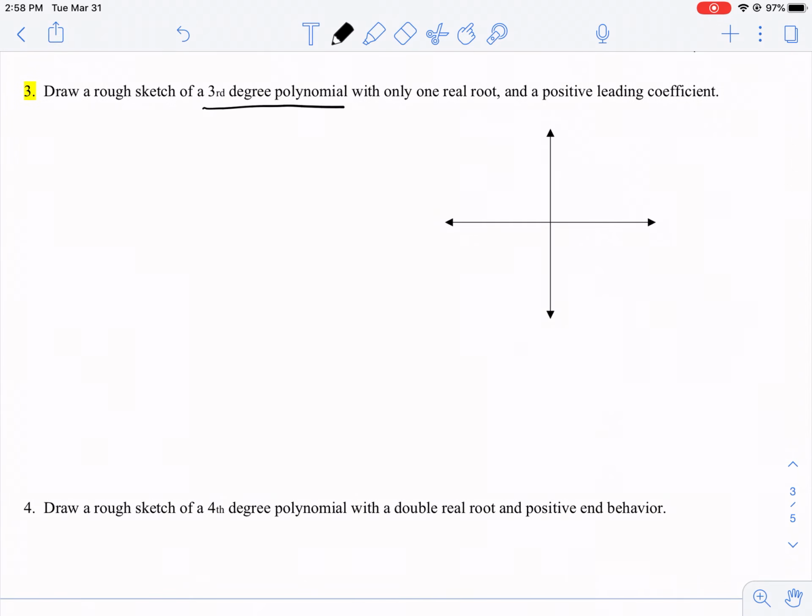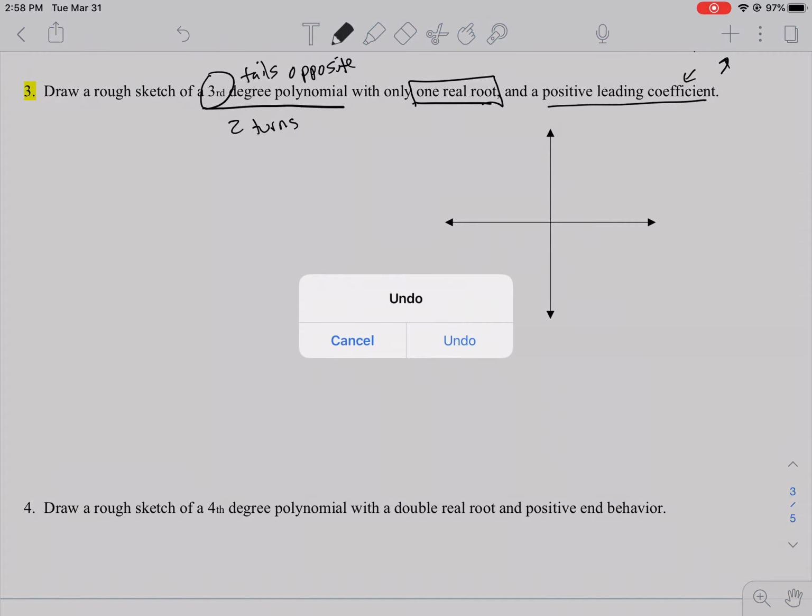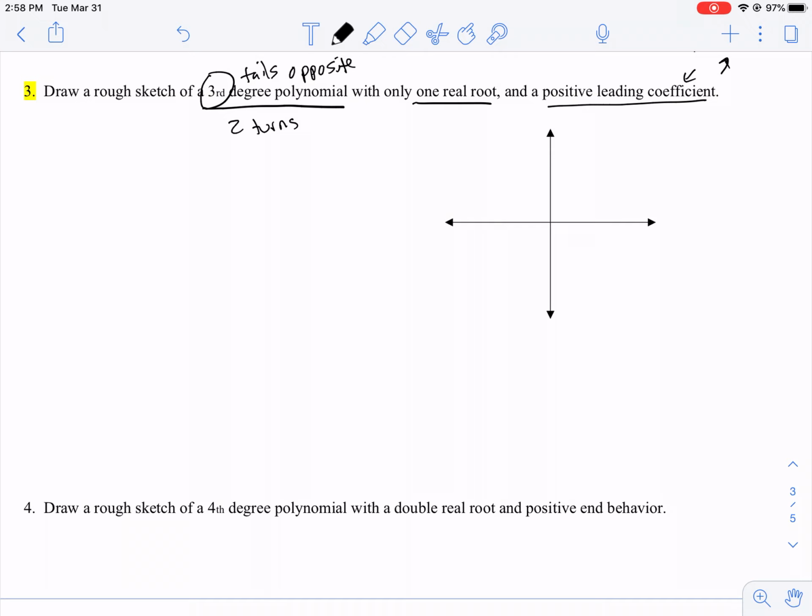Alright, third degree polynomial with only one real root and a positive leading coefficient. Alright, it's odd, so the tails are opposite. O for odd, O for opposite. Positive leading coefficient means I'm going to go up right and down left. I'm going to turn twice. One real root. Well, if there's a third degree polynomial, I have 3 roots total. Only one of them is real, which means I'm only going to hit the x-axis once.